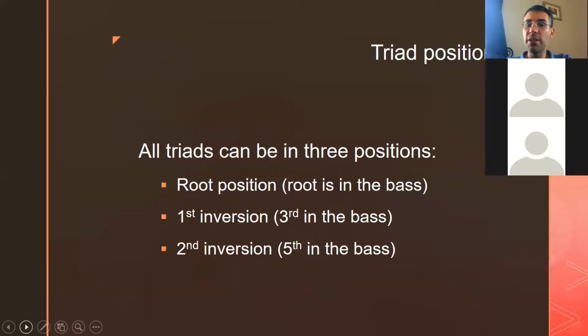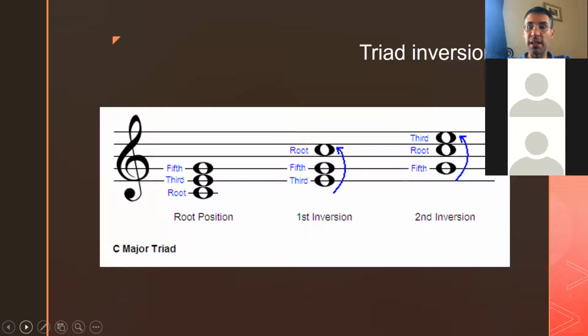Triads can be in 3 positions. Root position, where the root note is in the bass. First inversion, where the third is in the bass. And second inversion, where the fifth is in the bass. Let me try and explain to you what that means, okay? So root position, this is the note on which you based the triad. So when you wrote out the scale, here's C, here's E, here's G. The root, the third, and the fifth. Root position is where the root is in the bass.